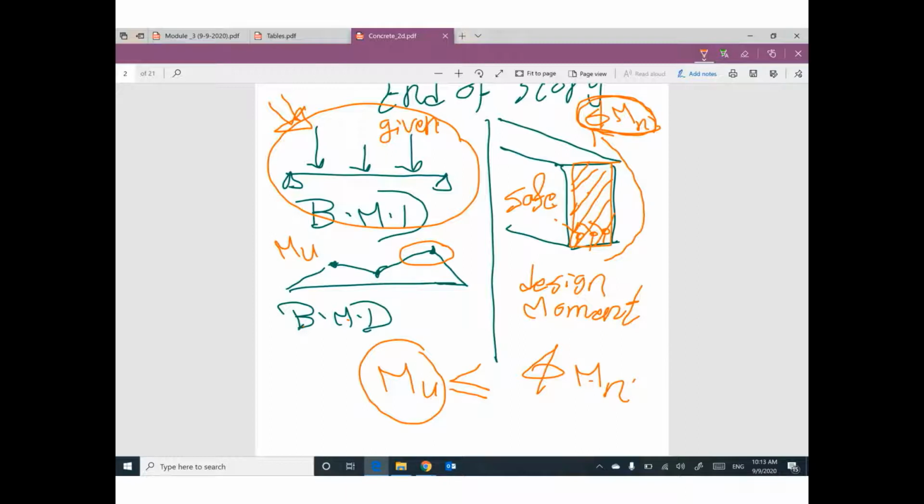For this beam to be safe, for this beam to be enough for this case, this moment must be greater than or equal to the actual moment on the beam. Any question at this point? This is the end of our story. You got it?